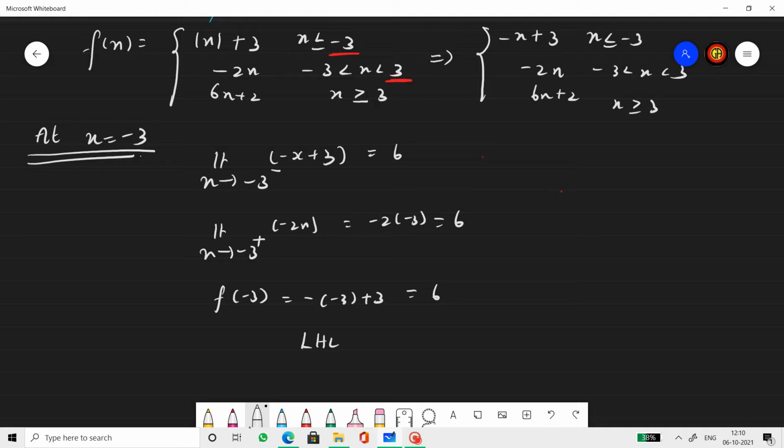So left hand limit equals right hand limit equals f of minus 3. Hence it is continuous at minus 3. Now let's do it for 3.